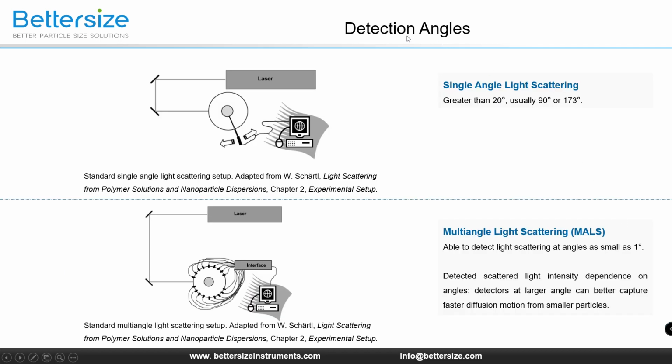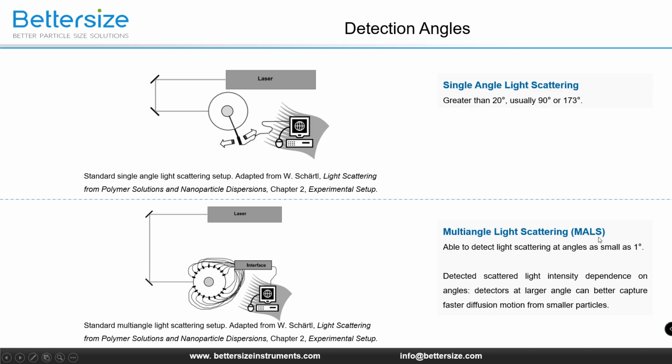The angle formed between the detector and the sample cell is called the detection angle. The most common one is single-angle light scattering detection, where only one detector captures light at a certain angle from the sample cell. The detection angle must be greater than 20 degrees, and most devices use 90 degrees or 173 degrees. Besides single-angle scattering, there is a setup called multi-angle light scattering, abbreviated as MALS.